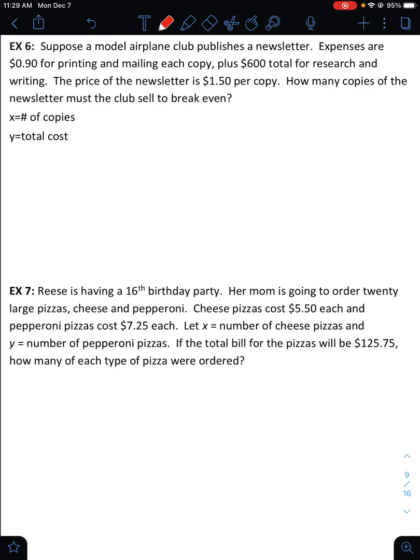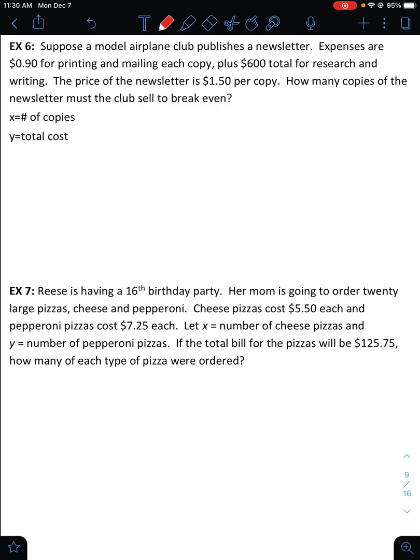All right, we are going to look at these last two word problems. We are going to write two equations, and then I'm going to use the substitution method with you to solve it. Number 6, suppose a model airplane club publishes a newsletter.